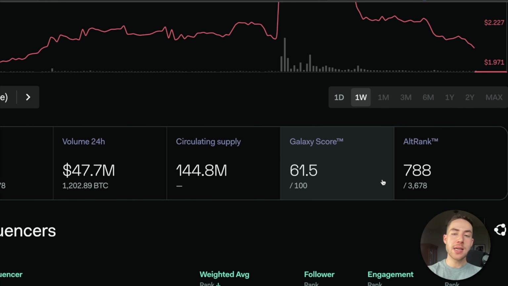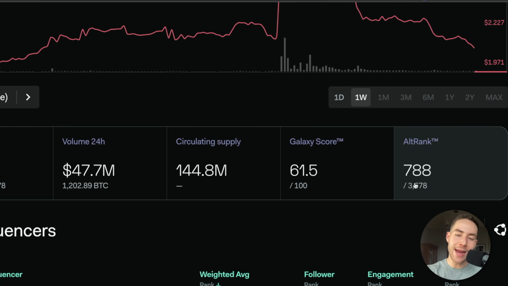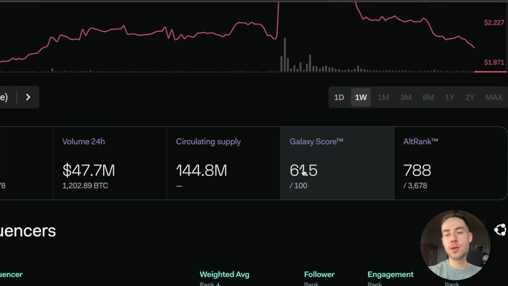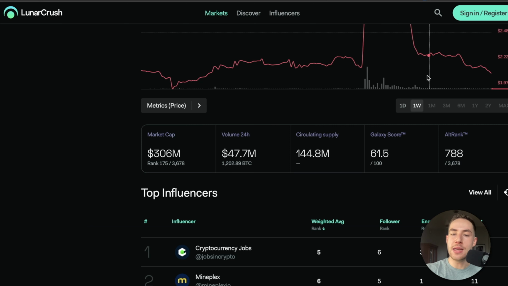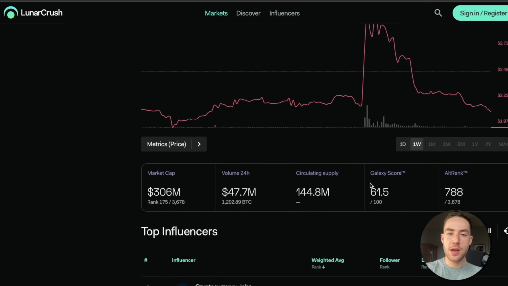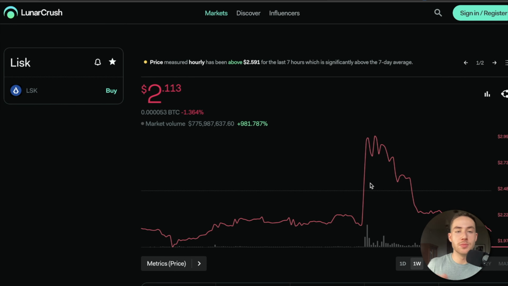So right now it actually has an alt rank of 788 out of 3,678. So, not bad. It has a Galaxy score of 61.5, and this is really not bad either. I mean, there's people that are talking about it, and there's some people that are spreading news about it on social media. So, not bad, and it could be promising for the future of retail investors.